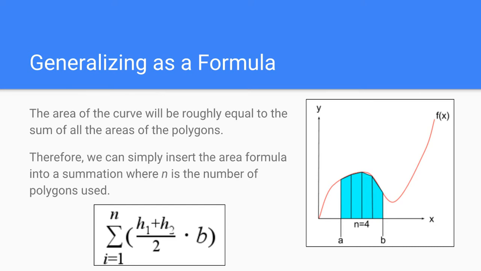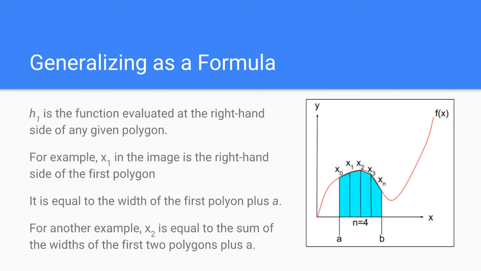But to actually use this, we first have to figure out what height 1 is, what height 2 is, and what the base is in order to complete our formula. Height 1, or h1, is the function evaluated at the right-hand side of a given polygon. For example, x1 in the image is the right-hand side of the first polygon. So x1 is height 1 of the first polygon, x2 would be height 1 of the second polygon, x3 would be height 1 of the third polygon. So height 1 is always on the right-hand side of the polygon.